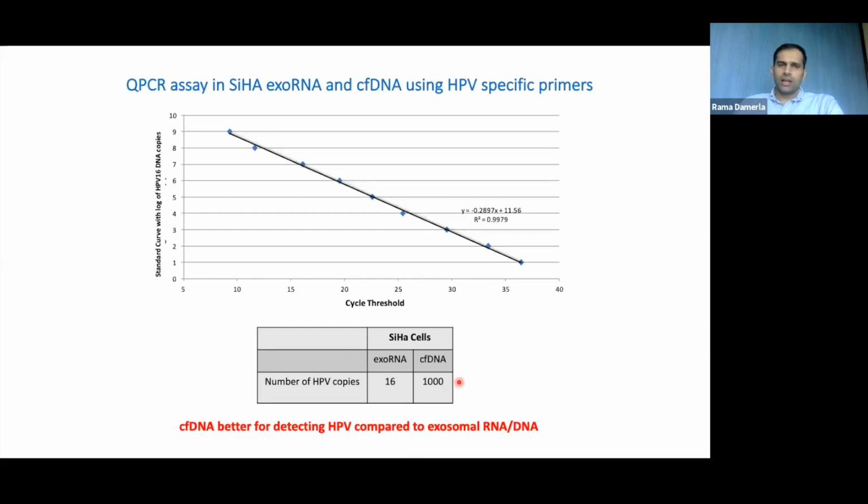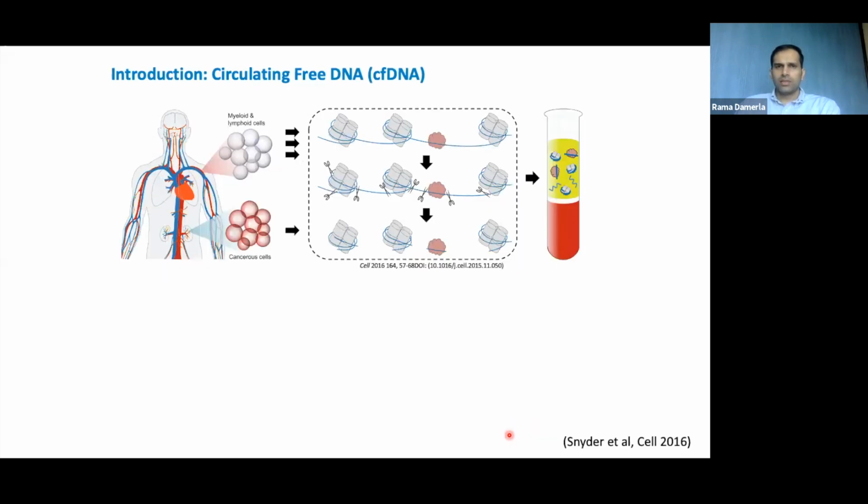And then we also looked at the number of HPV copies, and in these cell lines, we had a better yield of cell-free DNA compared to exosomal RNA. So we decided that it's better working with cell-free DNA for detection of HPV compared to exosomal RNA or DNA. So this is from a previous paper.